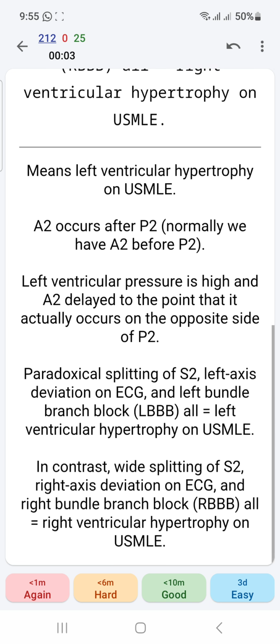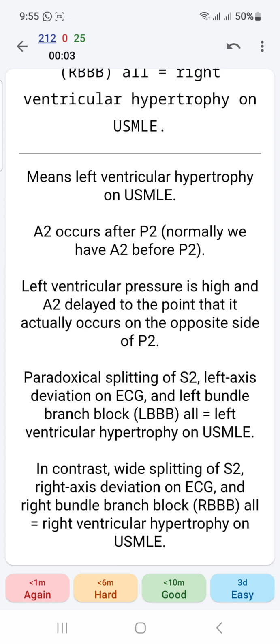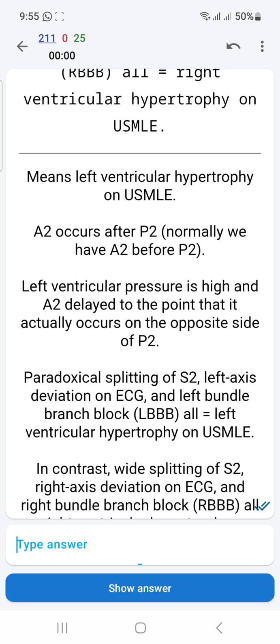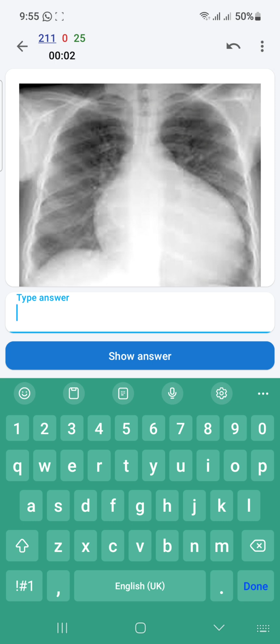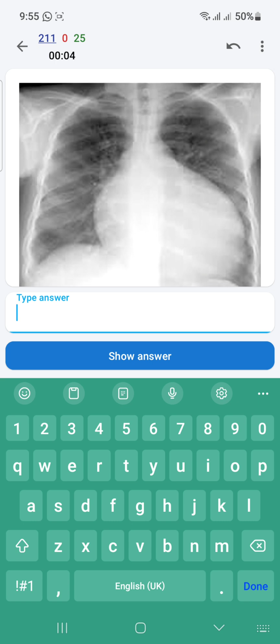In contrast, right splitting of S2, right axis deviation on ECG and right bundle branch block all equal right ventricular hypertrophy in USMLE. Easy peasy. Boot shaped heart.